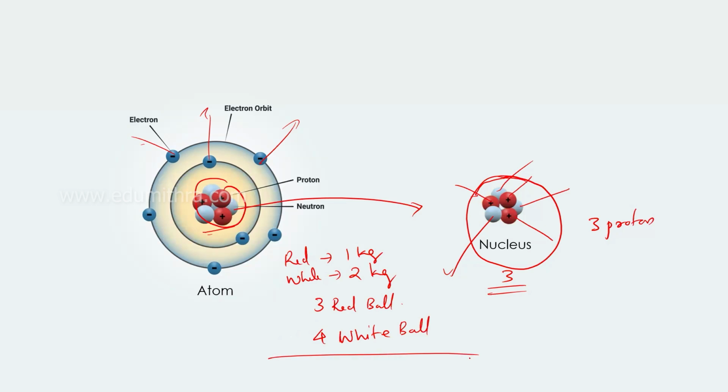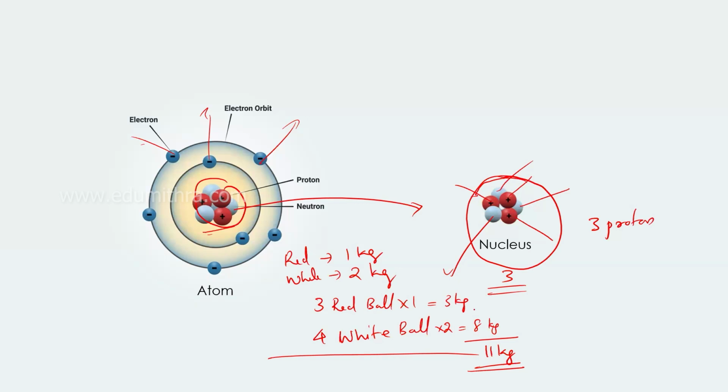Now what is the total weight of these 3 red balls and 4 white balls? Can you calculate it? It has nothing to do with protons or anything. Just tell me. So 3 red balls means 3 into 1 kilogram, that is 3 kilograms, and 4 white balls means 4 into 2, which is equal to 8. So the total is 8 plus 3, that is 11 kilograms. It is not 15, it's 11.